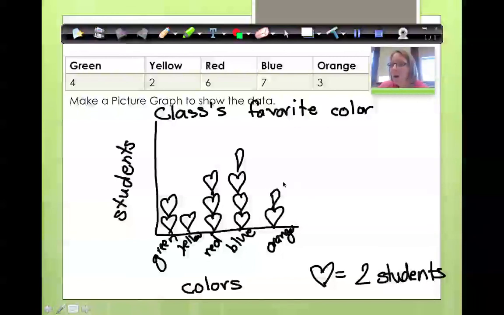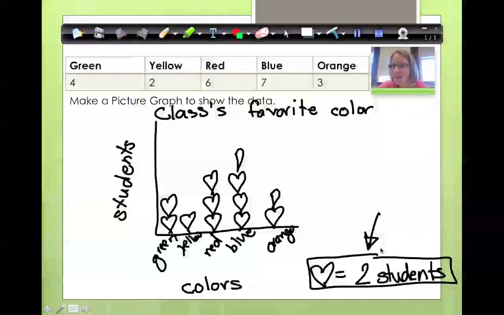But when you go to read it, you have to pay attention to what the picture stands for. Otherwise, I would say, oh, there's 3 kids who liked red, and that's not true. There's 6. So you have to pay attention to this because it will tell you the answers. It will also make your life easier, which means you have to make less pictures.